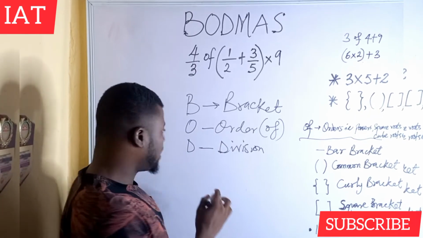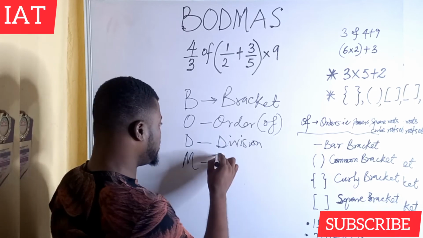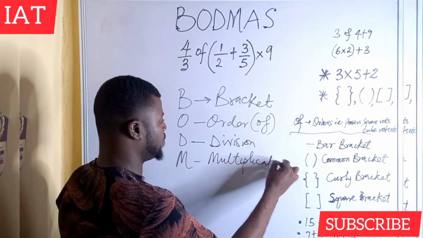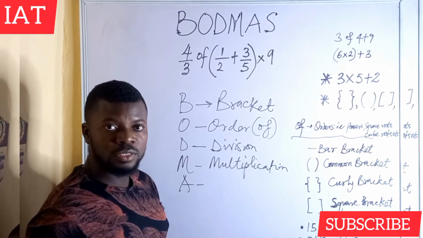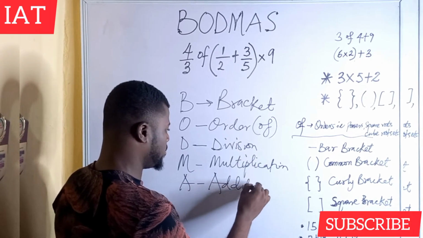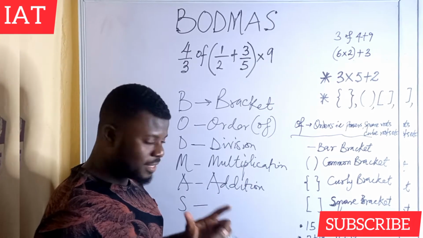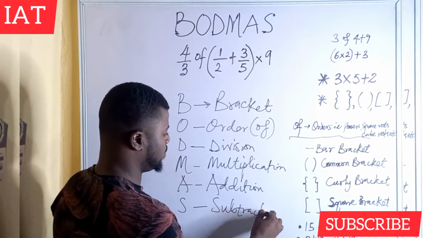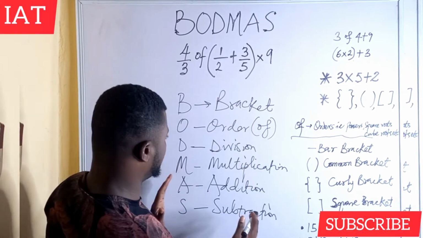The next letter is M. M stands for what? That is correct, multiplication. The next one is A. A stands for what? Correct, addition. And the last one, S, stands for what? Excellent, subtraction. So this is the full meaning of BODMAS.